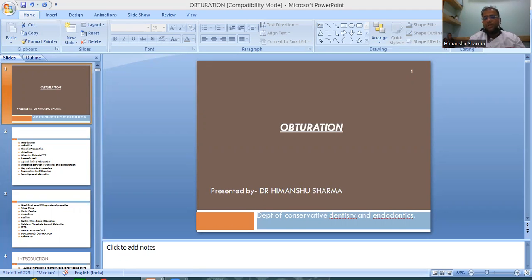The tip can be used as both a plugger or a spreader. The heated tip is able to advance apically with minimum exertion and creates less stress on the root structure than what is called lateral compaction. Disadvantages: it increases the time needed for obturation, spreader breakage, heaviness of the handpiece, and decomposition of gutta percha.